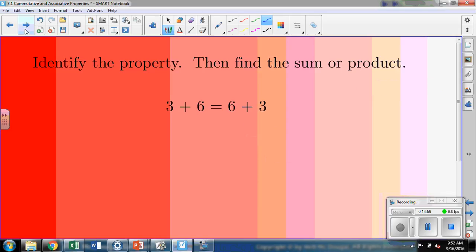What about here? Is this the commutative or the associative? That is the commutative property because we flipped the numbers. And we flipped addition, so it's the commutative property of addition. And I think 6 plus 3 is pretty easy to get, so we're just going to say 6 plus 3 is 9.